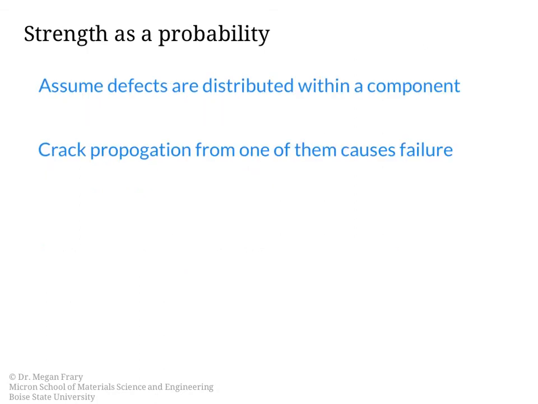So we're going to assume that defects are distributed within a component and that crack propagation from one of these defects is ultimately what causes failure. And so what we're interested in is the probability of failure, which we're going to call P sub f, and we want to know the probability of failure as a function of the stress that's being applied. So this is the probability that a component will fail when a stress of sigma is applied.